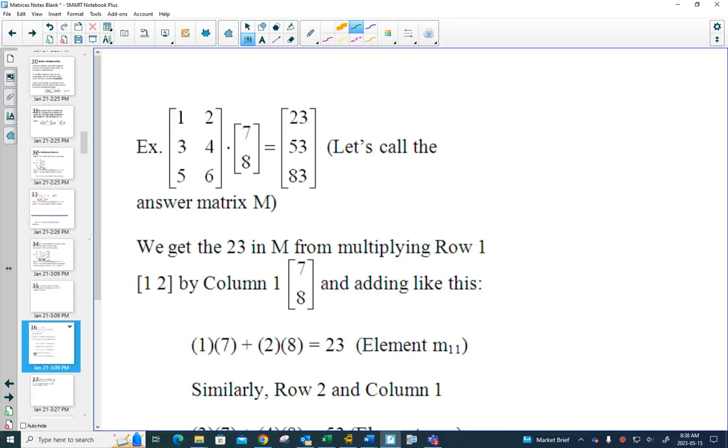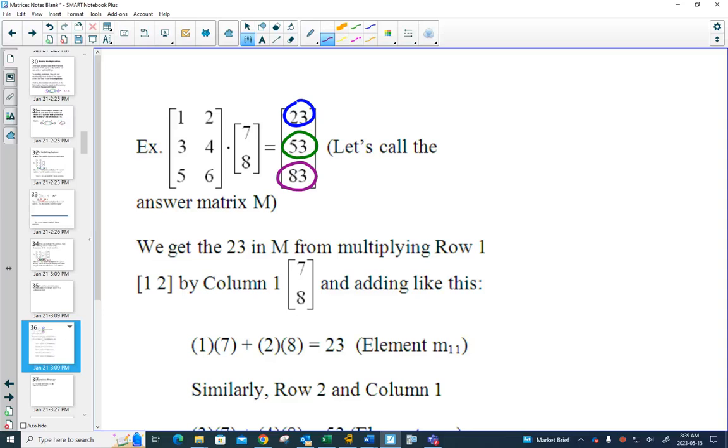First of all, I'm going to do some color coding here. We know that the answer was going to have these 3 answers in the end. Initially, you wouldn't know it was going to be a 23, 53, and 83. You would just know I'm multiplying these together. My final size is a 3 by 1, so I have 3 answers to get.